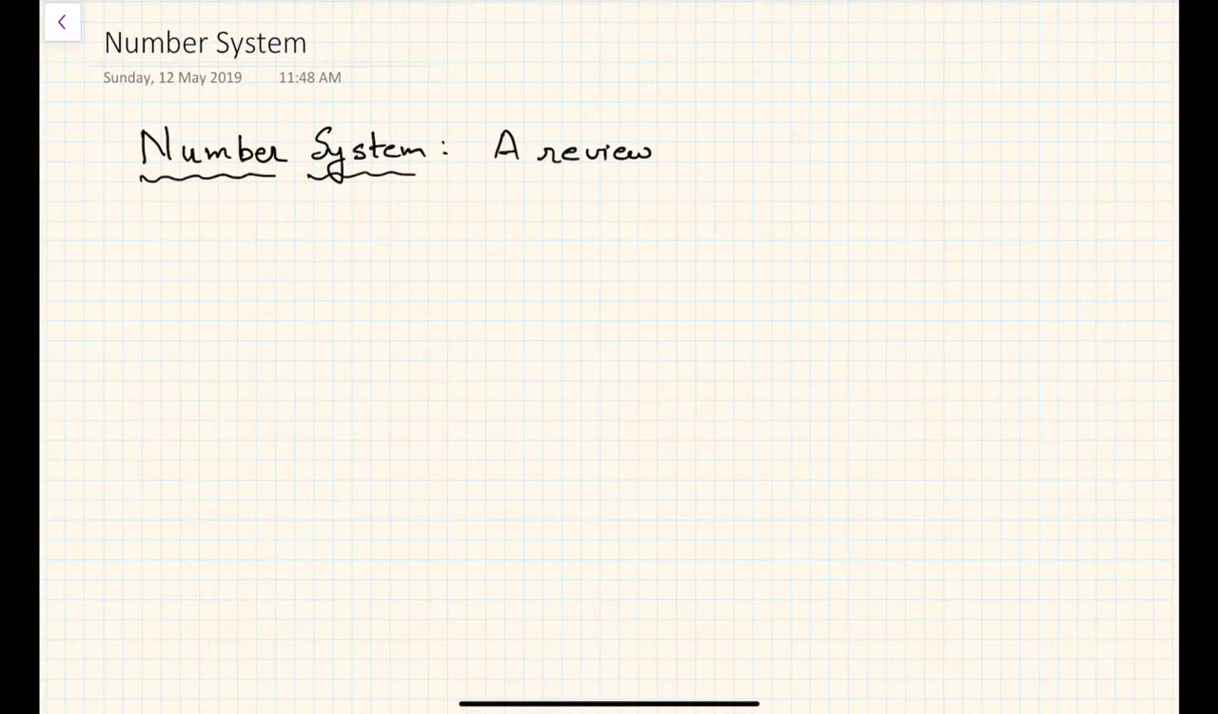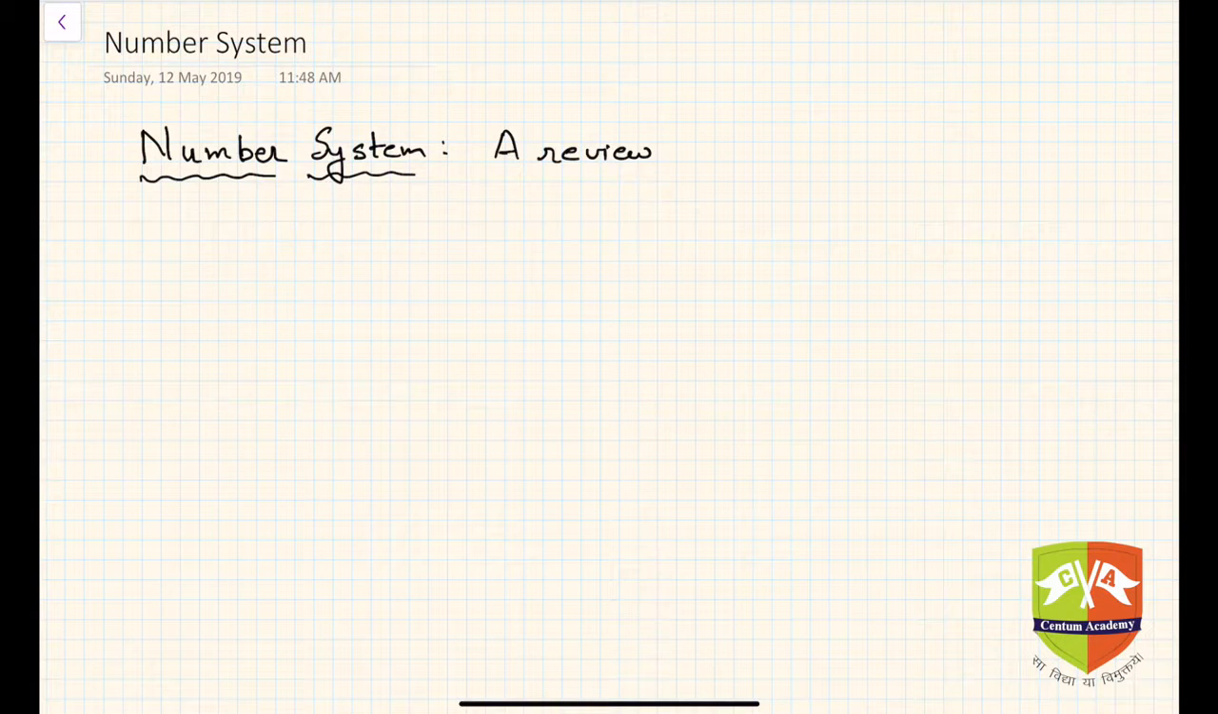Hello, friends. So, welcome to this all new session on number system. We are going to deal with the multiple topics of number system in a series of such sessions. In the first such session, we are going to today discuss number system review. Right. So, we are just going to recap whatever we have learned so far in the previous grades.